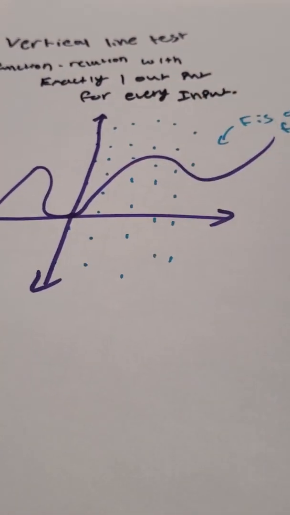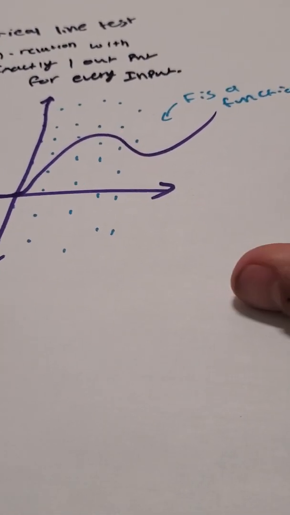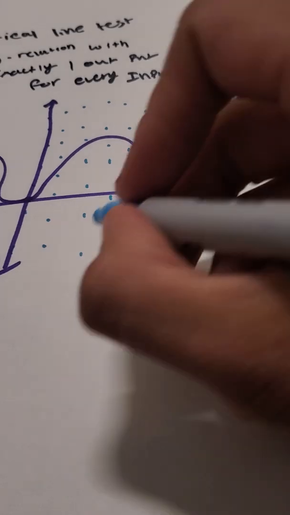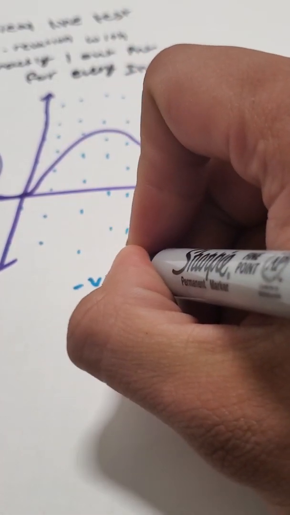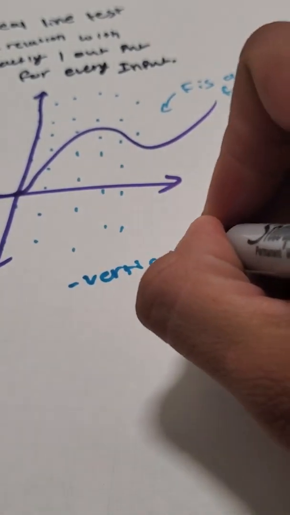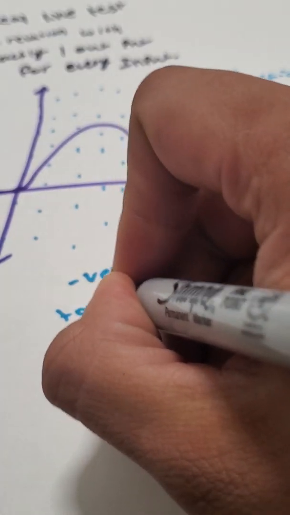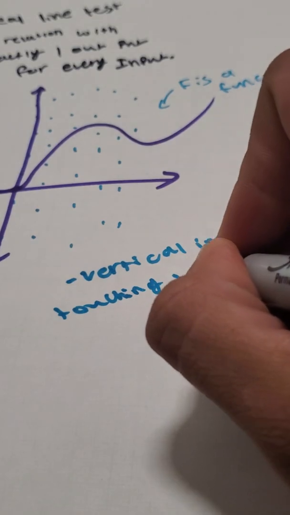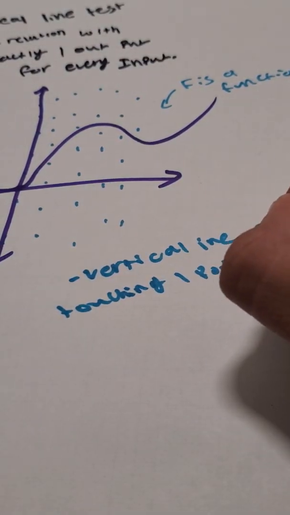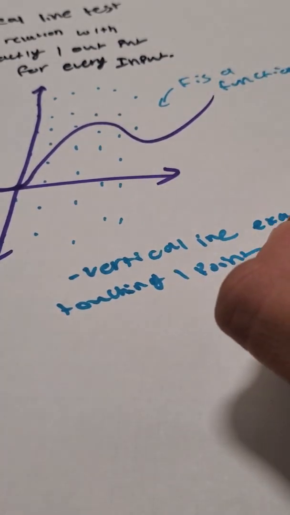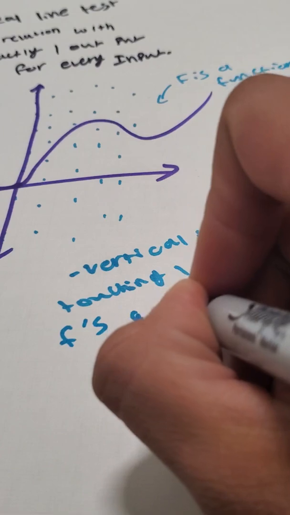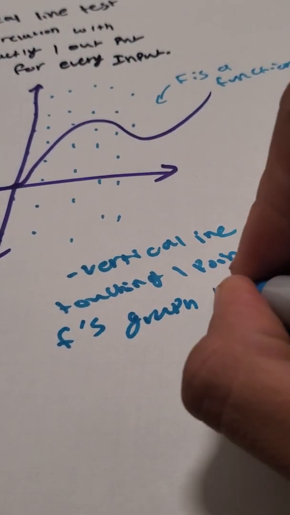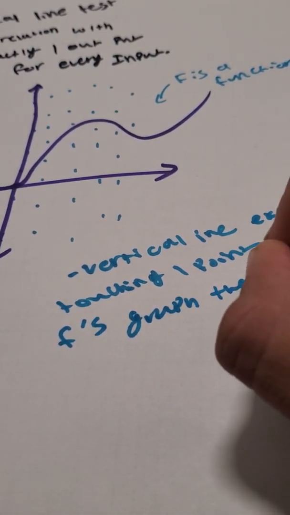Sorry, I'll move that over for you guys. So essentially all this says is, if a vertical line touches exactly one point on f, then f is a function.